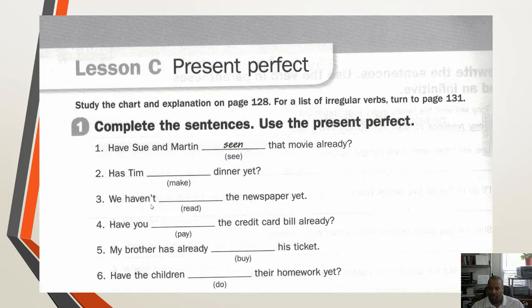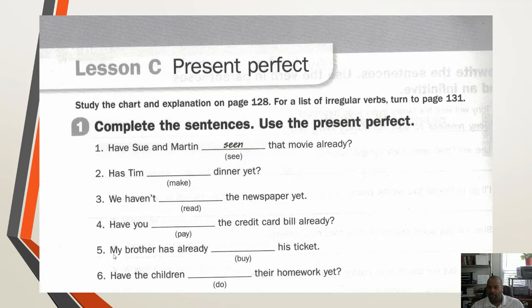Number 3. We haven't blank the newspaper yet. Here again, our root verb is read, and we can say, we haven't read the newspaper yet. Number 4, have you blank the credit card bill already? We have to use pay. Have you paid the credit card bill already?